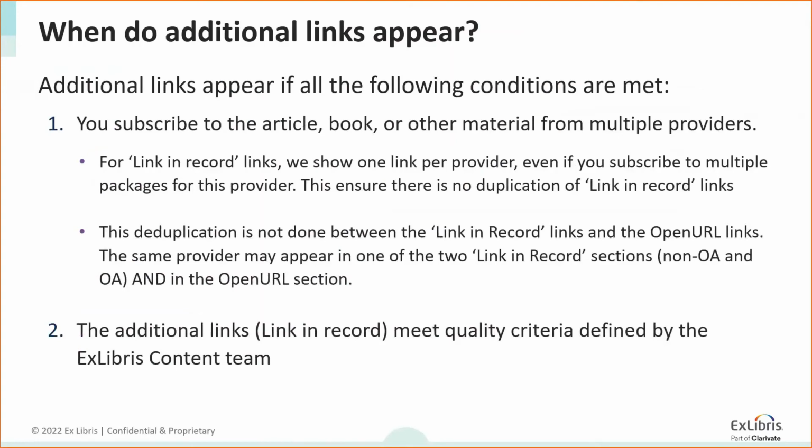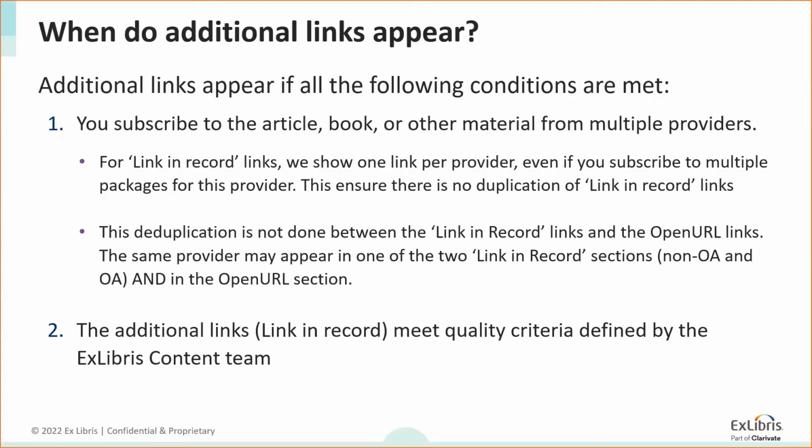What I also need to talk about is, when do additional links actually appear as part of a search result? There are 2 important conditions here. First of all, and that's very important, additional links will only appear if you subscribe to this particular article or book or other material from multiple providers. So if, for example, you're looking at an Alexander Street Press or an Access record that is linking records, but is not available from other providers, or you don't subscribe to it from other providers, then you will not see an additional link.